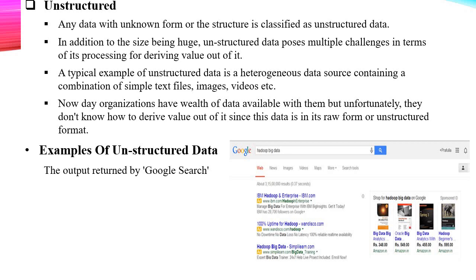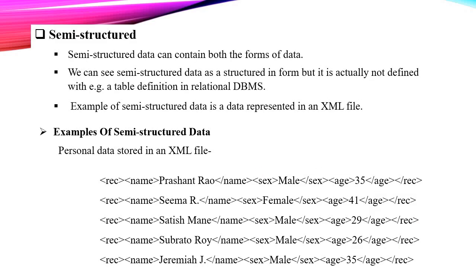An example of unstructured data is the output returned by a Google search. It contains images, it contains numbers, it contains websites. Everything is displayed in one format. It cannot be structured. That is shown by unstructured data.